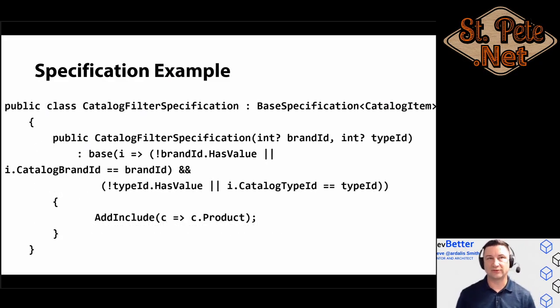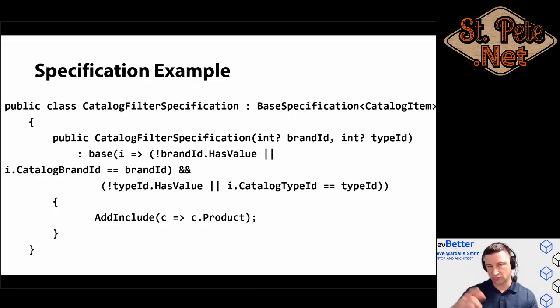So here's an example of a specification from the eShopOnWeb sample that Microsoft has. If you just Google for eShopOnWeb, it's out there. I maintain it along with a couple other people. And so what this does is it basically defines the filters that the homepage of that app uses.